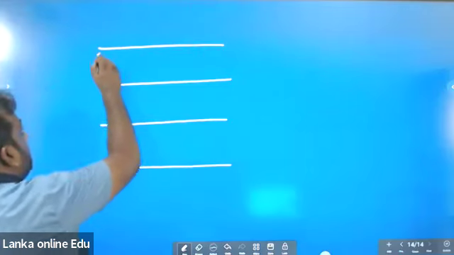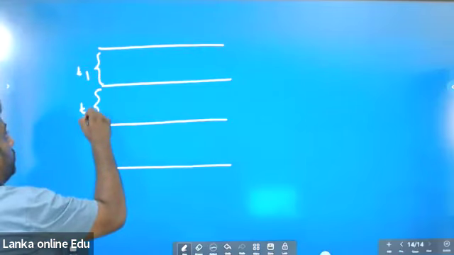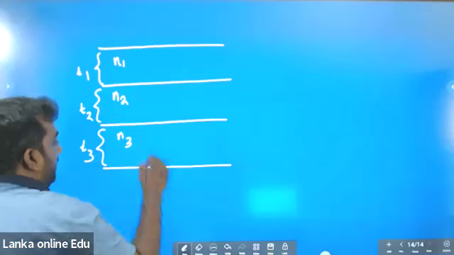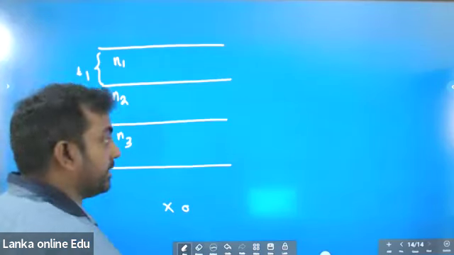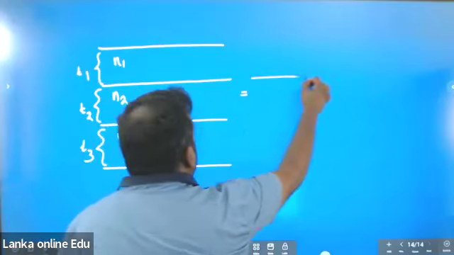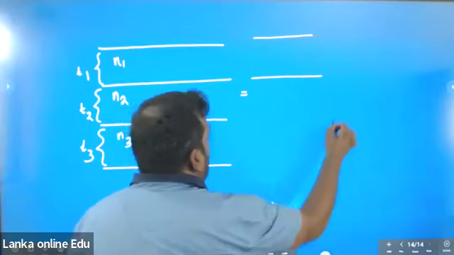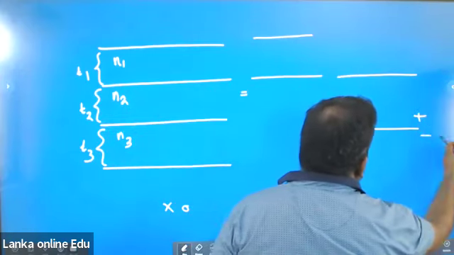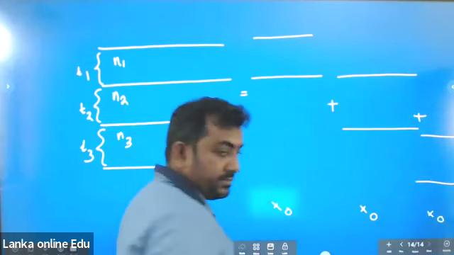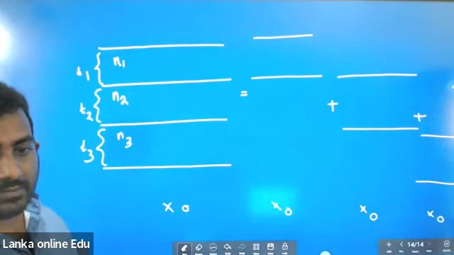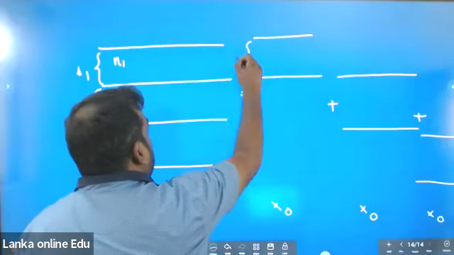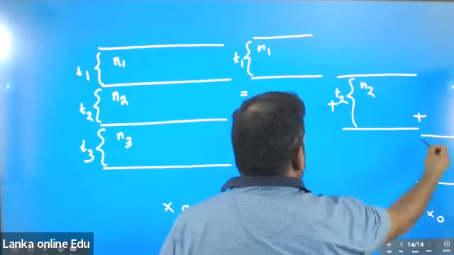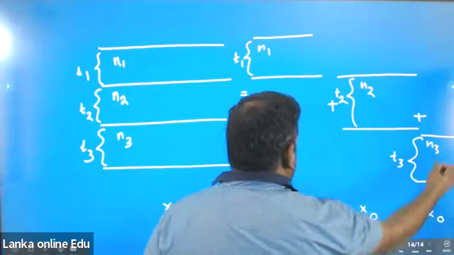Let's say there are multiple mediums. Here T1, here T2, here T3, and here absolute N1, N2, N3. I'm keeping the object here. So the total apparent shift is the sum of the apparent shifts from each medium. Here T1, N1. Here T2, N2. Here T3, N3.